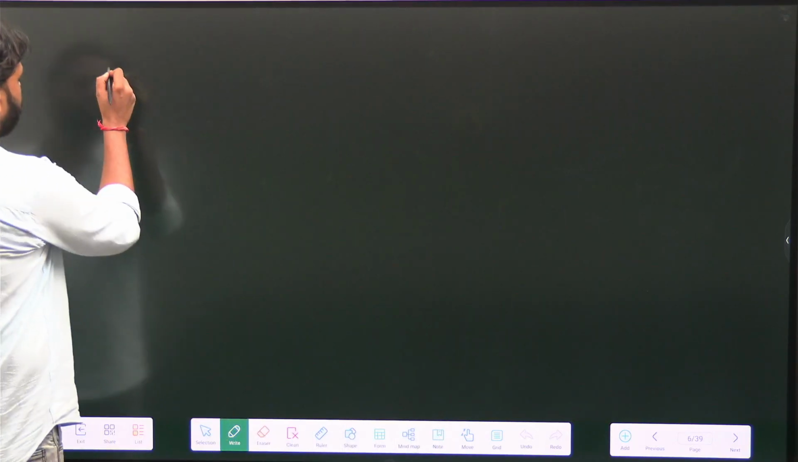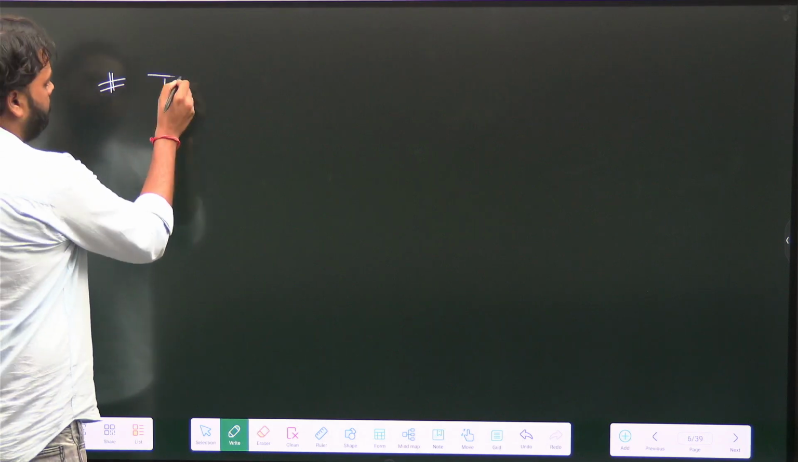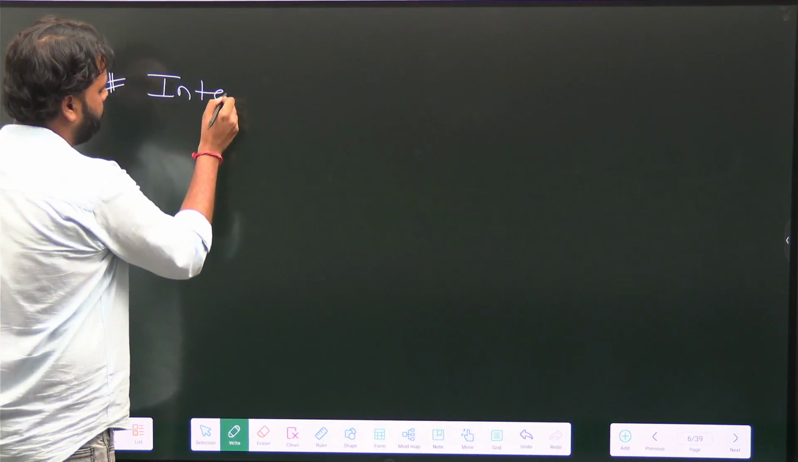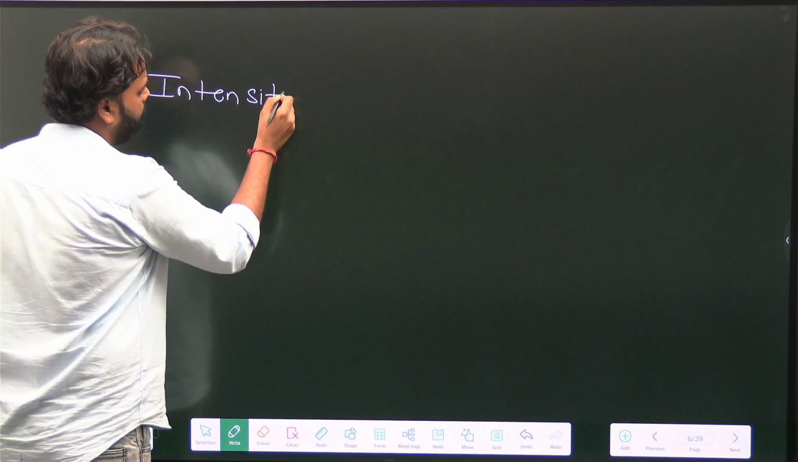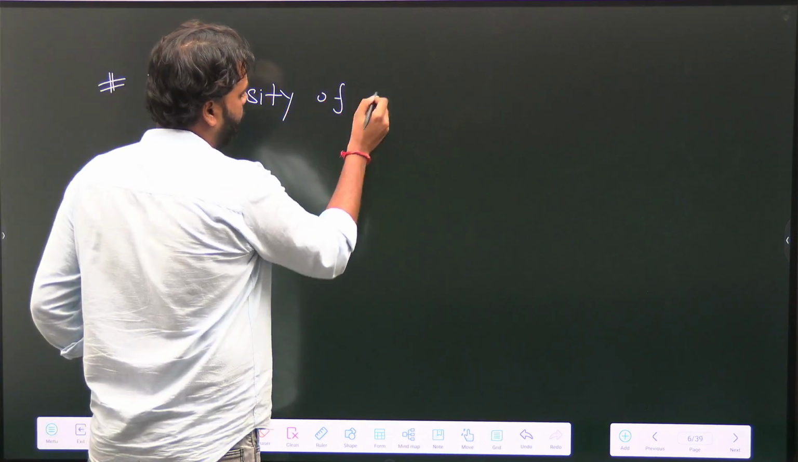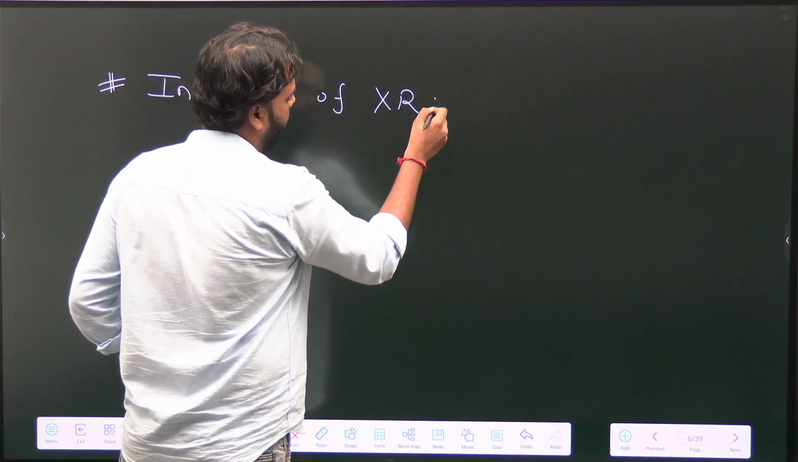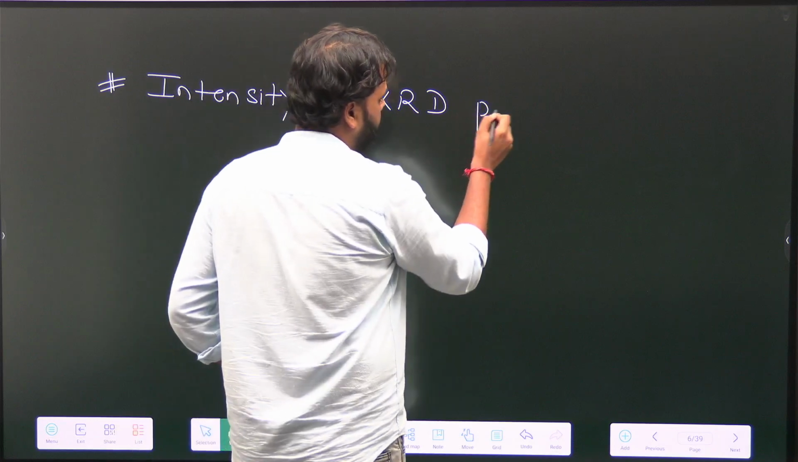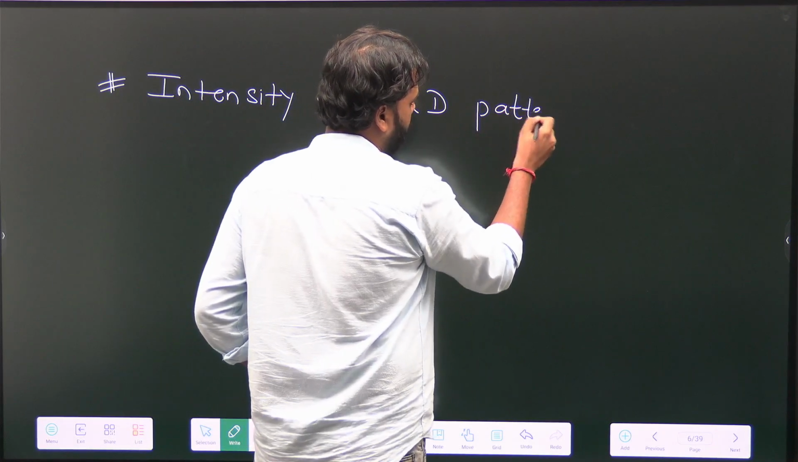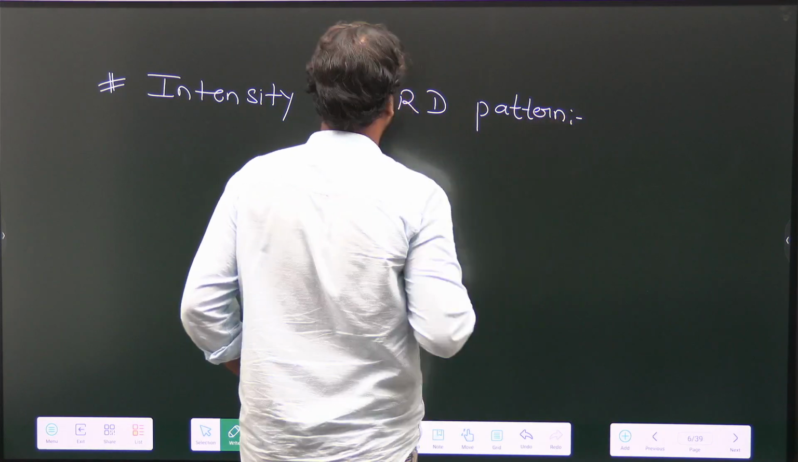Write down the heading: intensity of XRD pattern.